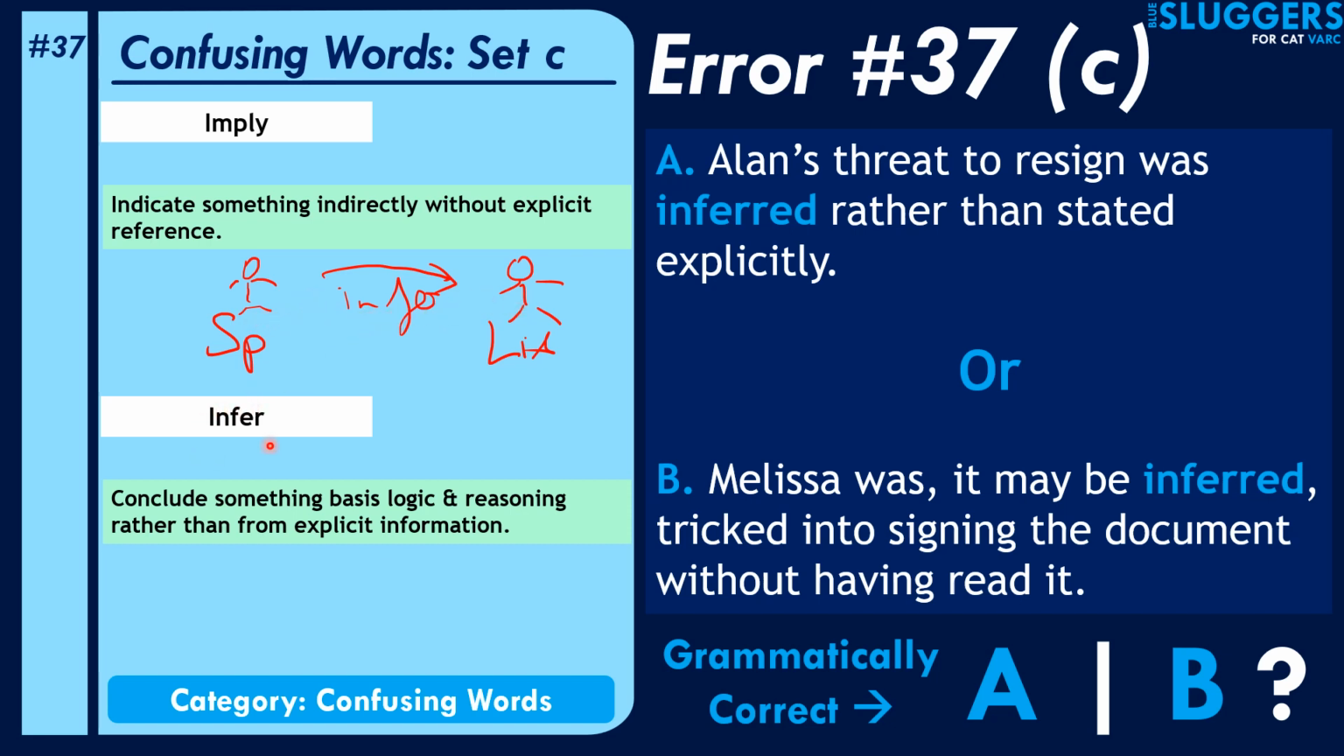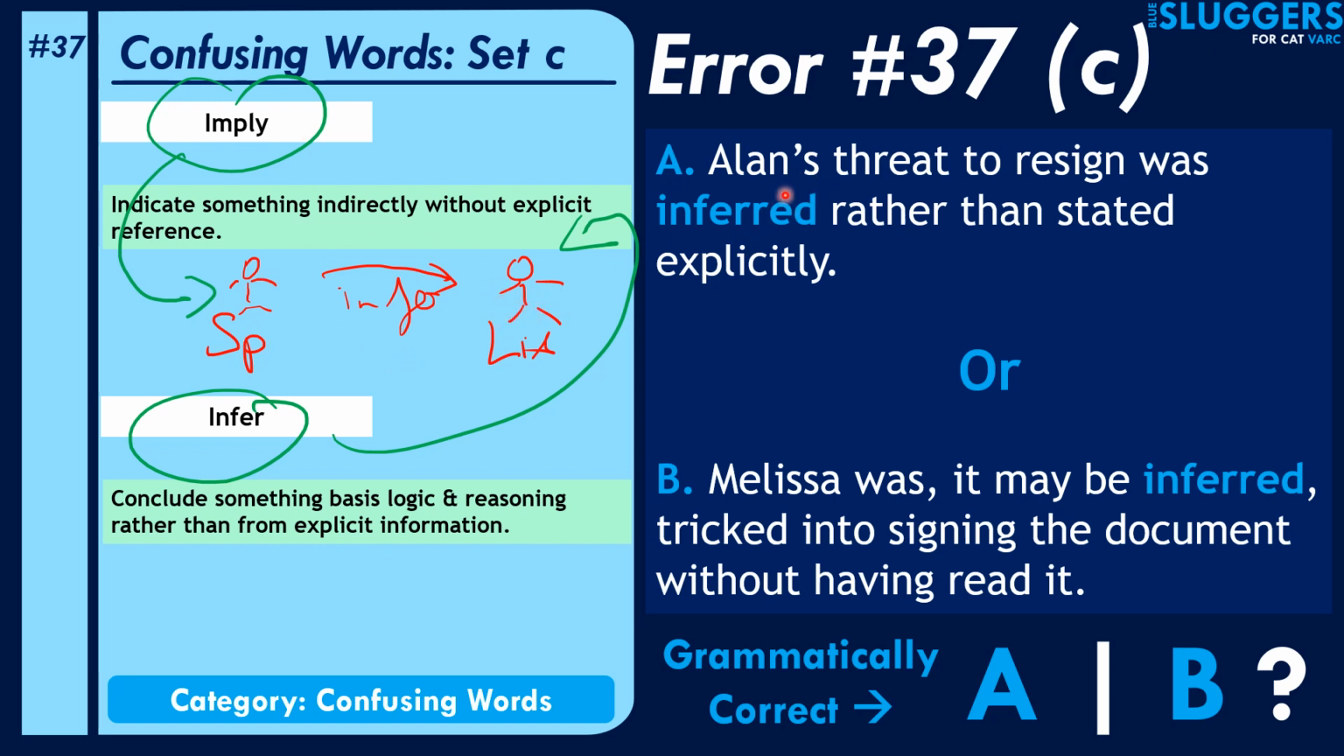On the other hand, infer is an action on part of the listener. Let me try to mark this with a different color. So infer would be an action on part of the listener, and imply would be an action on part of the speaker. That's a good way to understand the difference between these two words. Infer is something that the listener does, when the listener concludes something basis logic and reasoning, rather than something that has been directly said. So the speaker would try to imply something, and the listener, because he's clever enough, is able to infer the implication from what the speaker says. That's how these words should be used.